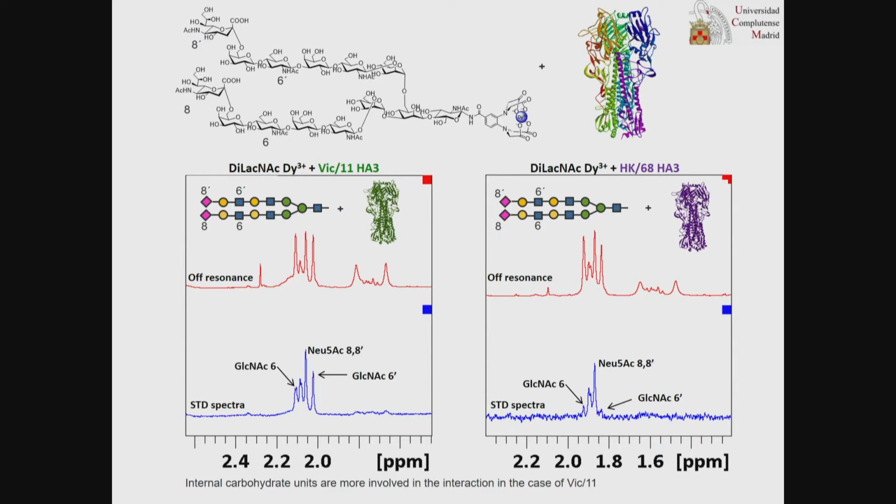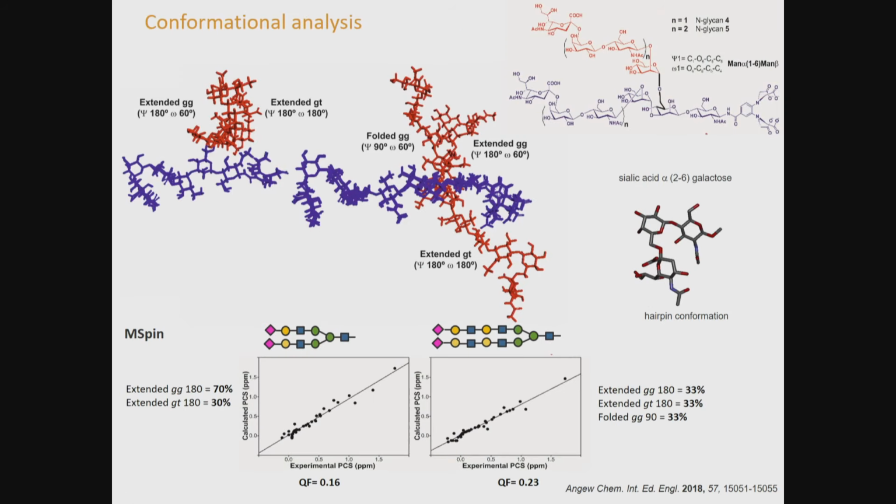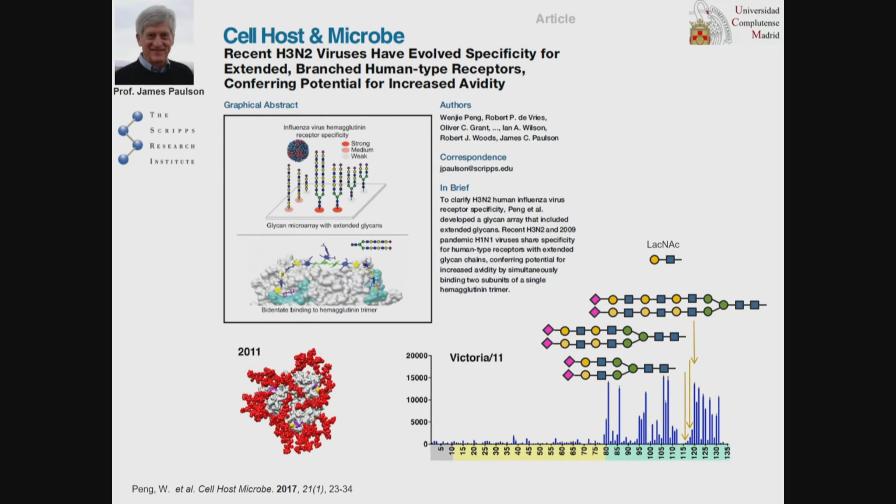Why? Since according to glycoarrays, this Hong Kong 68 variant recognizes mainly sialic acid, but the length of the chain is not important, according to glycoarrays. But in the case that I saw before, they detect a strong influence of the length of the chains for this Victoria 11 structure. Okay, the model is for Victoria 11.